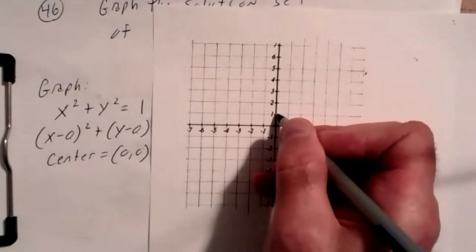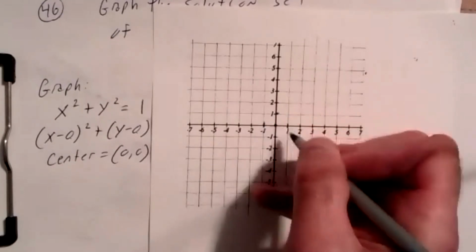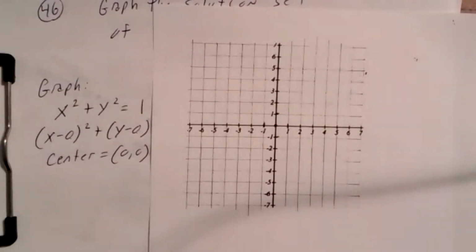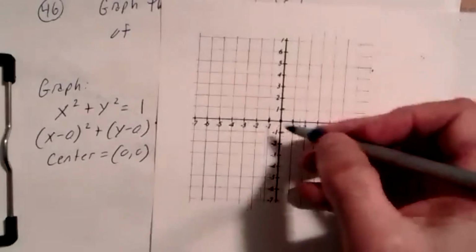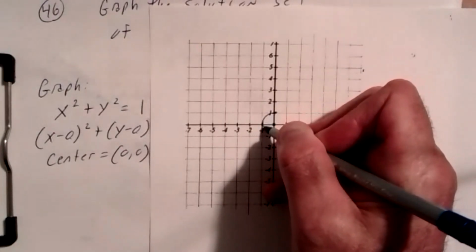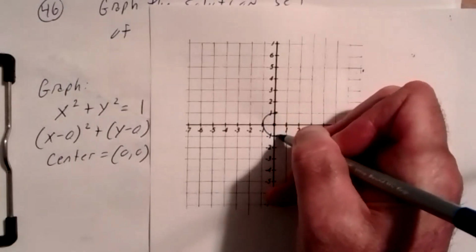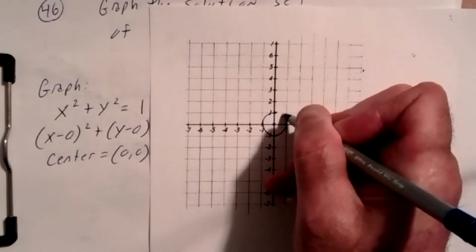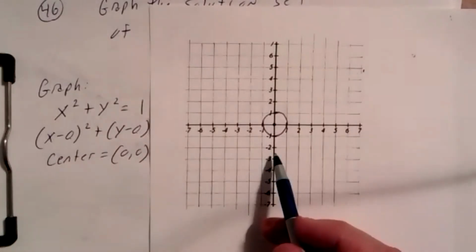So there's going to be part of the circle, point on a circle, point on a circle, point on a circle. Let's now pencil in a solid circle containing these points: 0, 1; negative 1, 0; 0, negative 1; and 1, 0. That's the graph of our first circle.